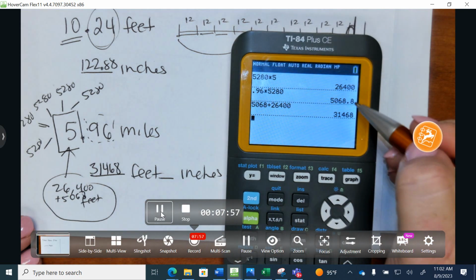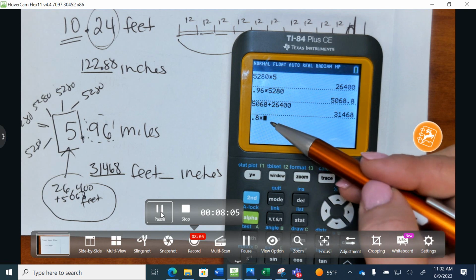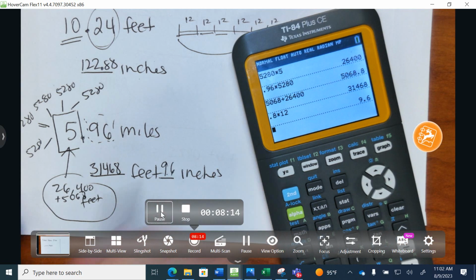But everybody can see that we have a remainder here. And so I feel like the vast majority of my kids who are struggling a little bit with this, they understand the remainder, they just don't know what to multiply it by. So we go backwards. How many inches are there in a foot? Take it times 12. This is my answer, 9.6.